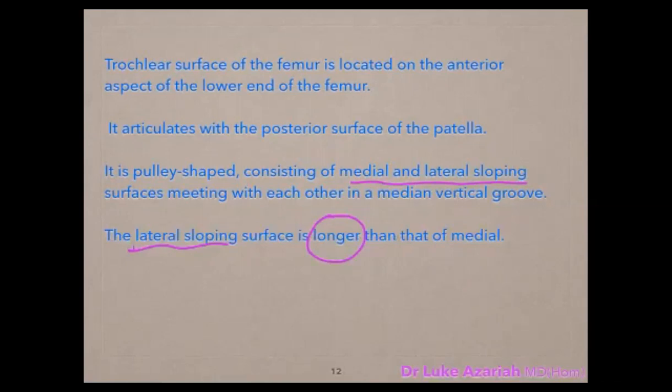Why is that? Anybody? Why is the lateral sloping surface of trochlear surface of the femur longer than the medial sloping surface? Can anybody? Lateral condyle is large. Very good. Who? Jagati. Very good. Anyone else? Still anyone?